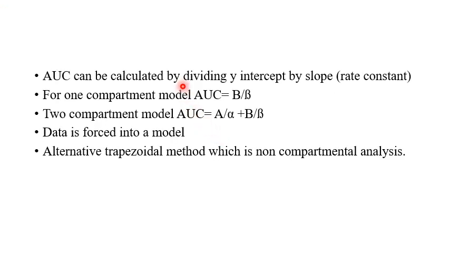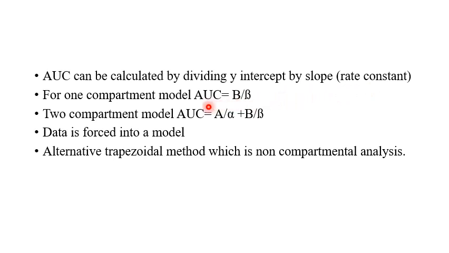Let us now discuss how area under curve can be calculated. This area under curve can be calculated using different methods. The most common method is by dividing the intercept with slope. The intercept is basically the y-intercept, and the slope is basically the rate constant.